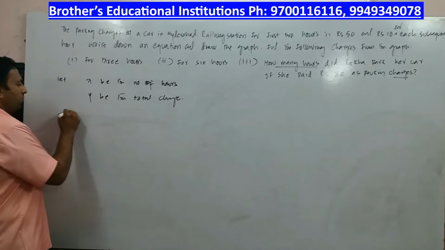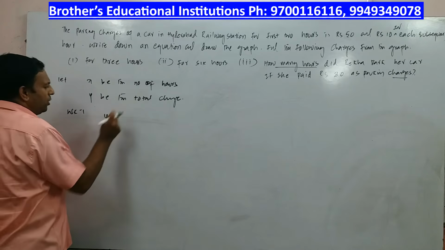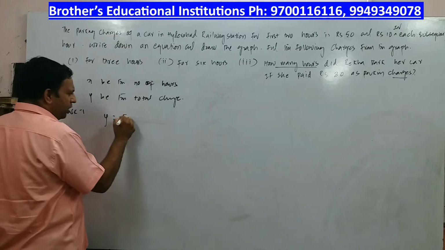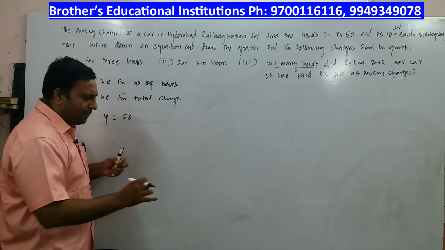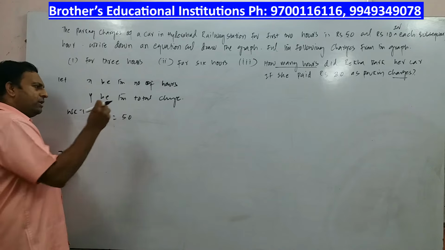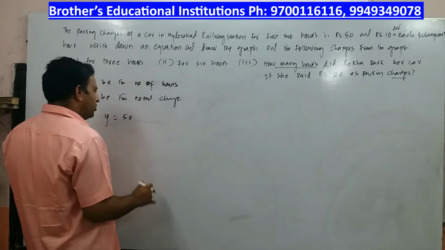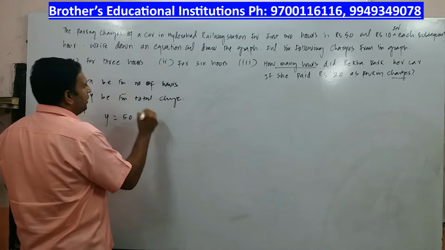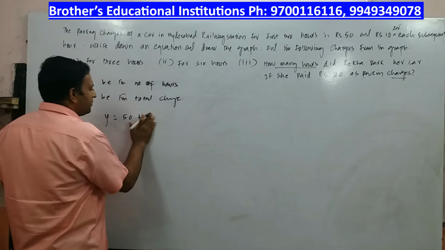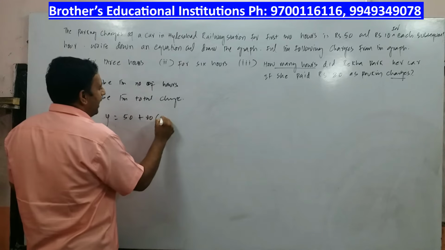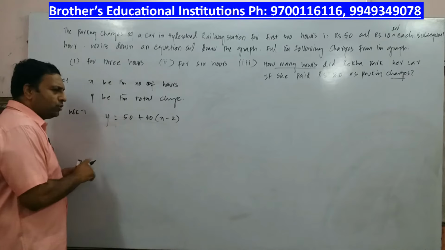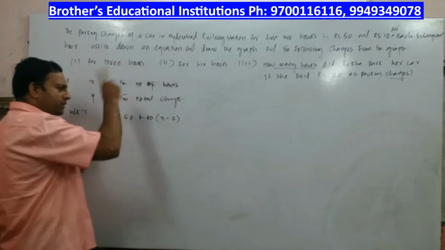Alright. Now we know that y is equal to total charge is equal to whatever it is. First you have to pay 50 rupees. Even if it is half an hour or 1 hour or maximum 2 hours. Plus 10 into x minus 2. Why x minus 2? Because this 50 is included for the first 2 hours.